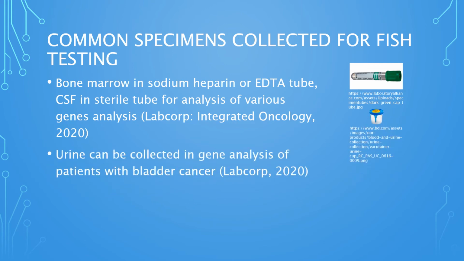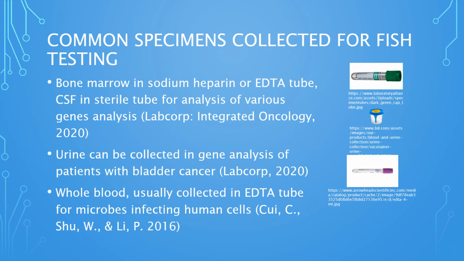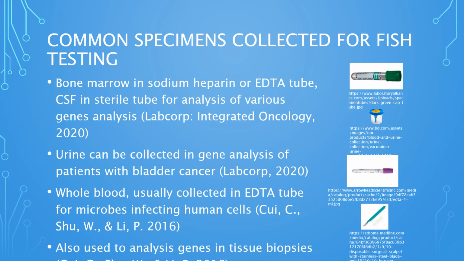According to LabCorp, urine can also be collected in a sterile container in order to assess genes in patients with bladder cancer. Whole blood can also be used, which is usually collected in an EDTA tube that can assess microbes that are affecting human cells, according to a research article that describes the FISH method in Diagnostics. This article also describes that these genes can also be assessed in tissue biopsies.